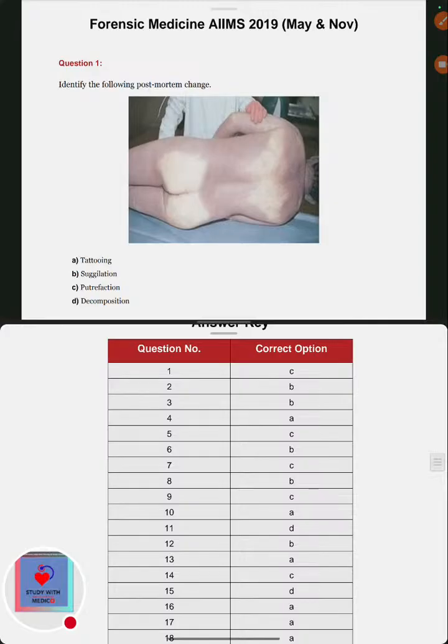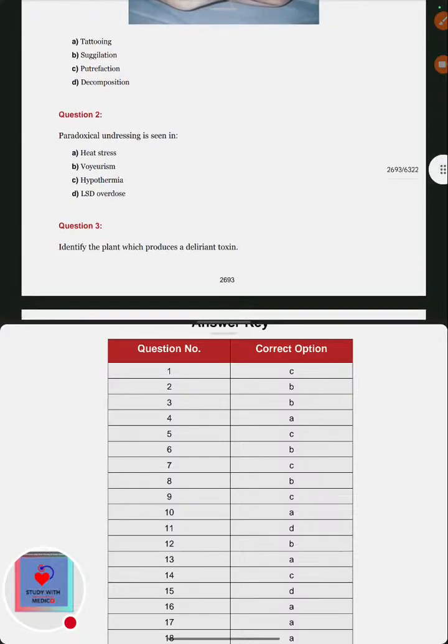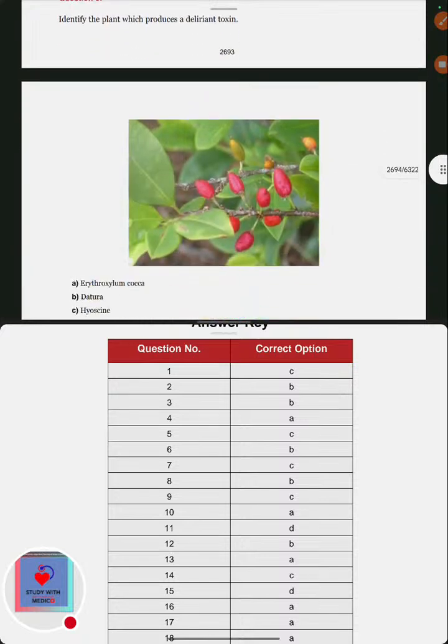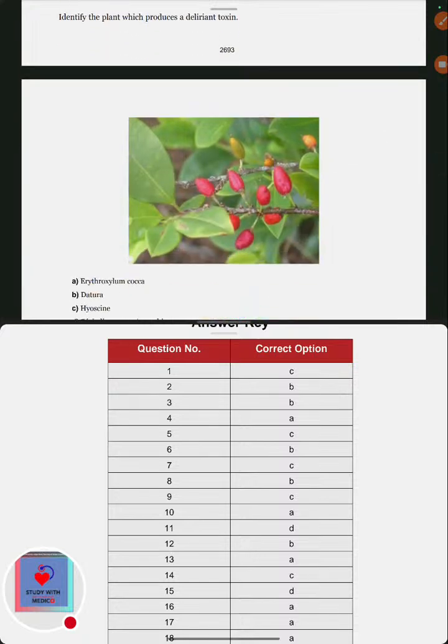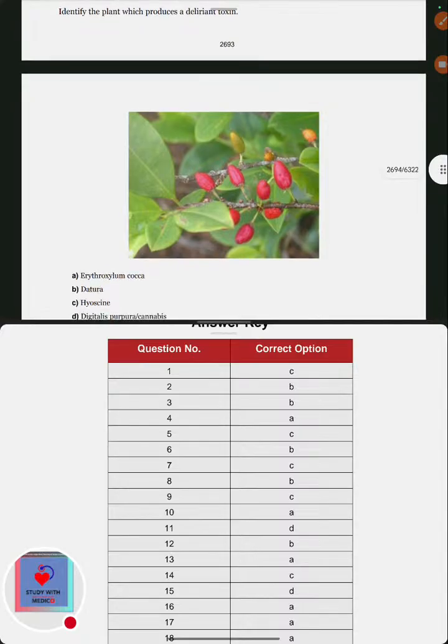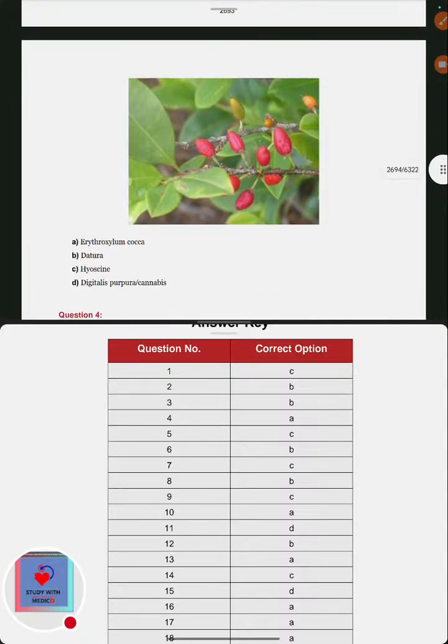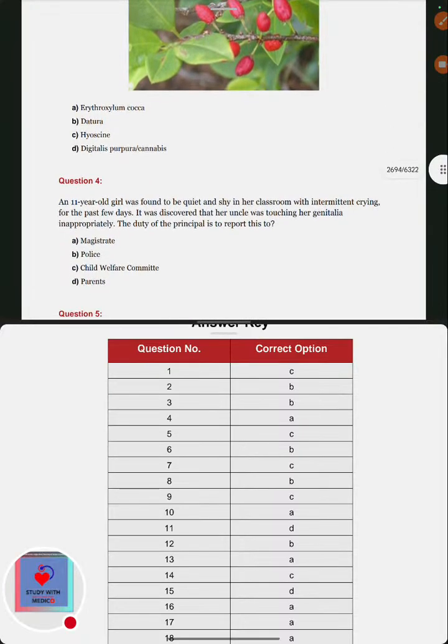So this is postmortem lividity, called paradoxical circulation. This is seen in hypothermia. The plant which produces delirium toxin is Datura. Datura.